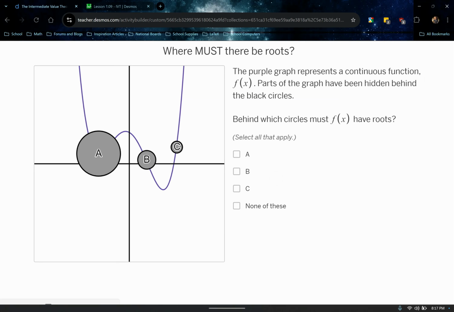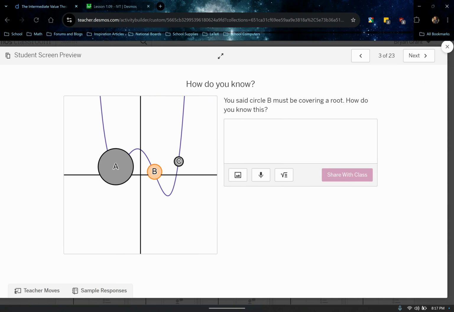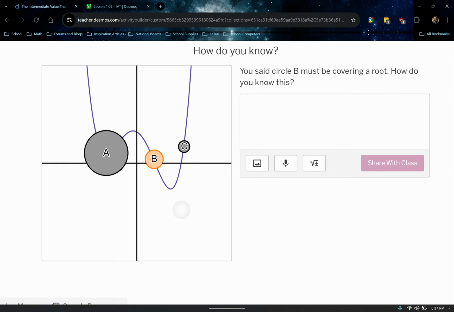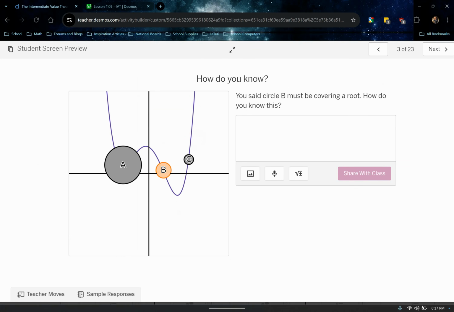And I think most of my classes usually just say B is the only one for must, right? We'll talk more about these next. And you said B was covering a root. How do you know? Right? How would you justify that to somebody? How do you know there has to be a root there? And you'll probably have a couple different answers, right? The graph starts above the x-axis and it ends up below the x-axis, something like that. The y values are positive, the y values are negative, or you're like, clearly it has to cross over the x-axis. Look at the graph.